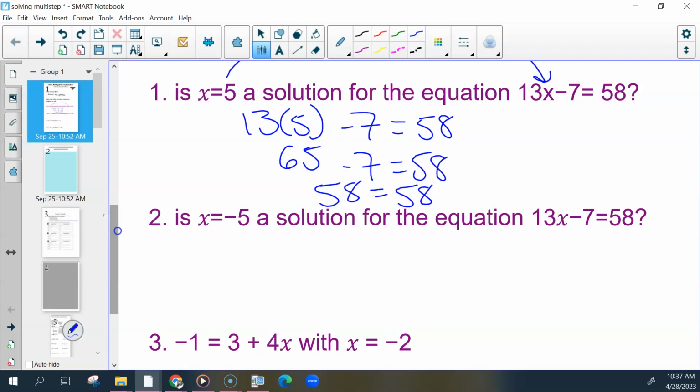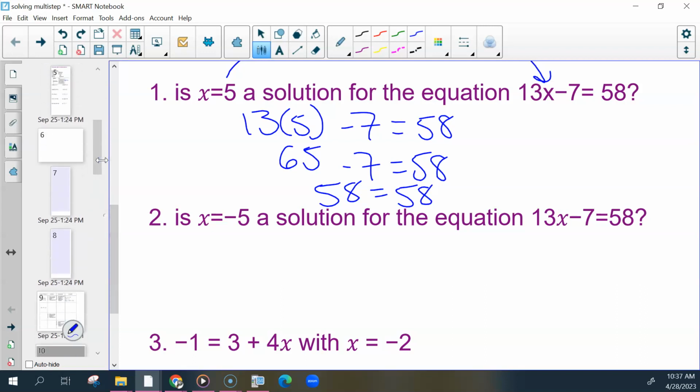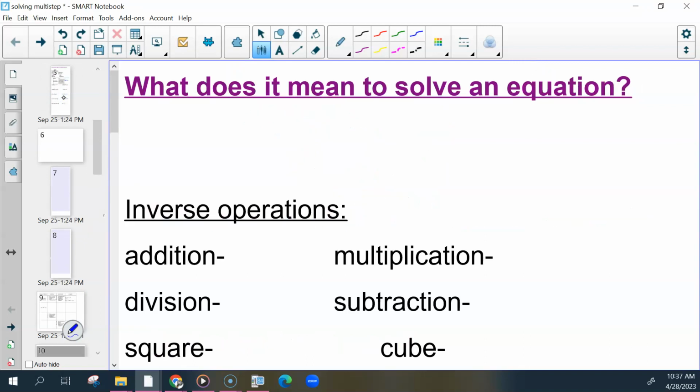As a reminder, you can always double check your work, double check your answer. Put it back in, see does it work, make sure you solved it correctly. Questions on that? We're going to skip around. After you have that written, skip a couple pages until you get to this one.